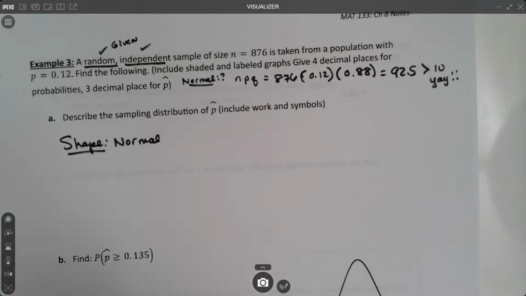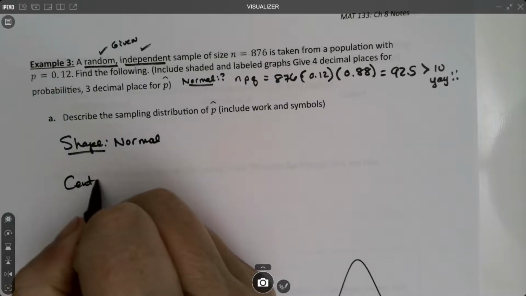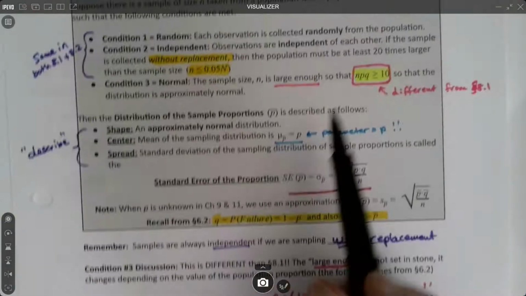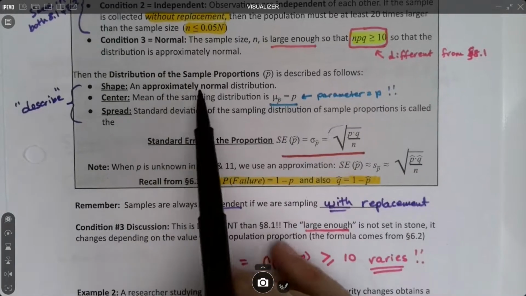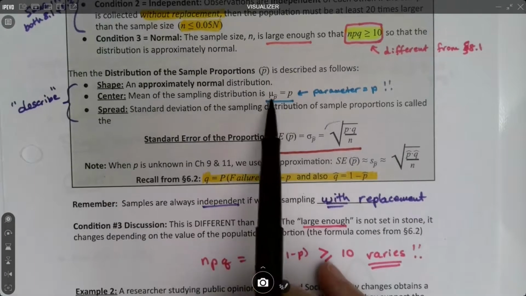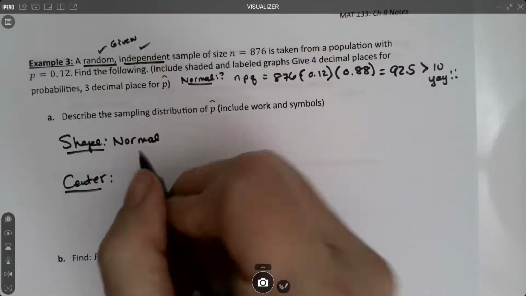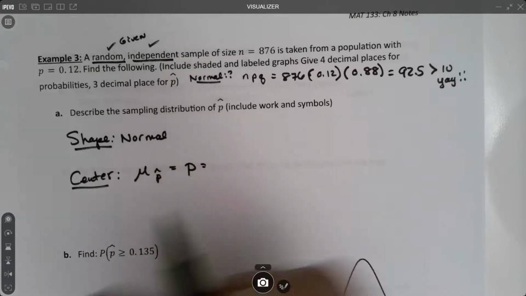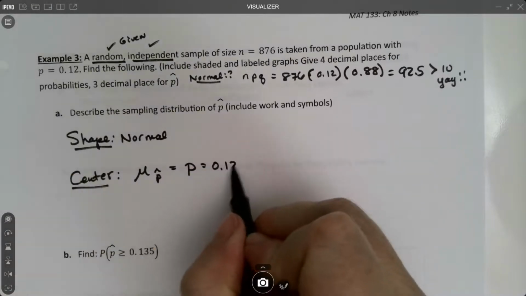Hooray. So now the center. Looking back at the central limit theorem, I've got the shape is normal. The center is the mean of the p-hats. So the mean of the p-hats is p, which is given as 0.12.